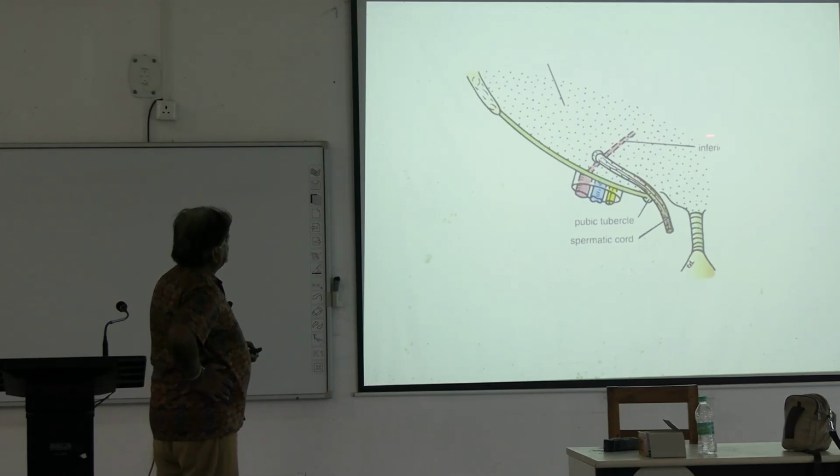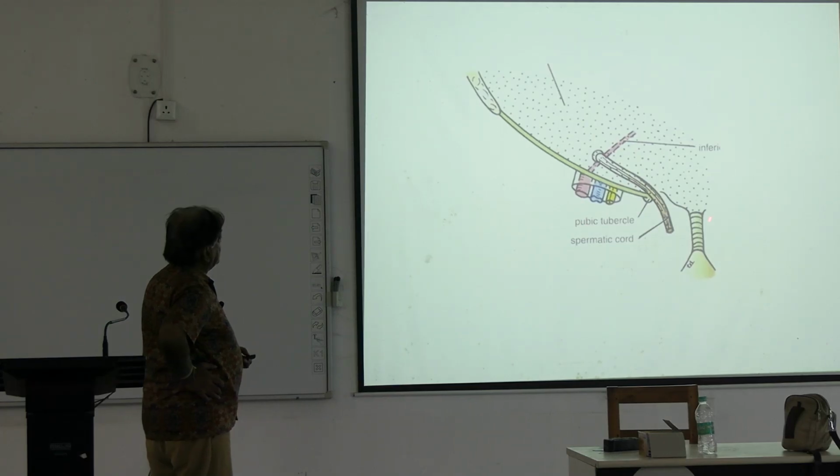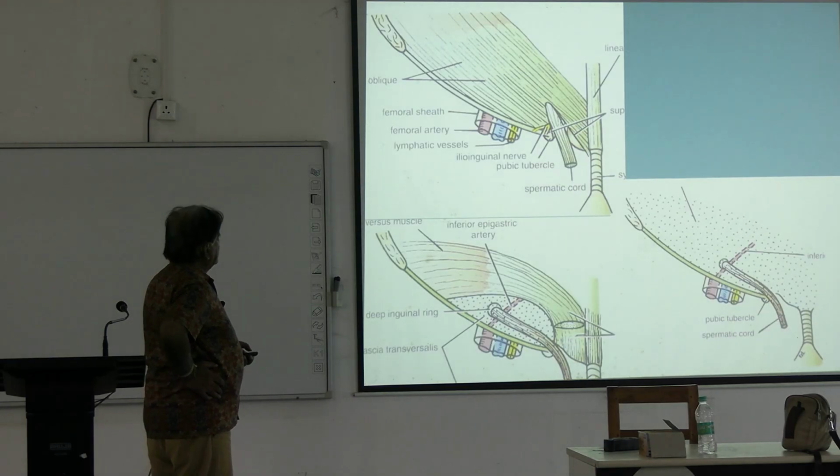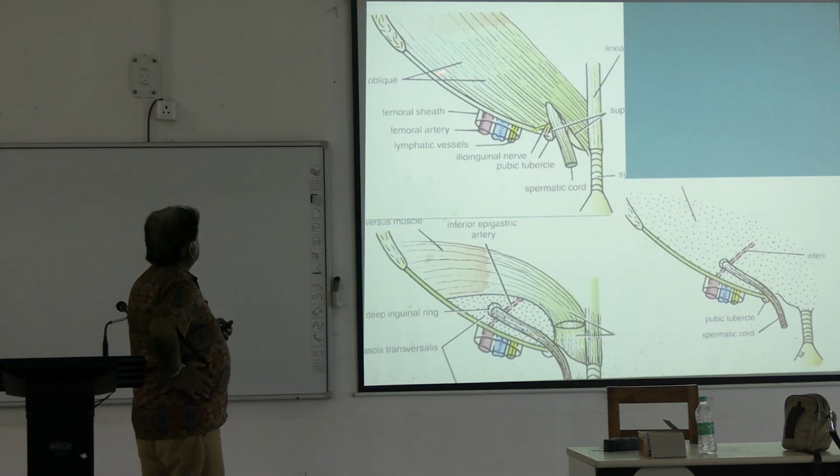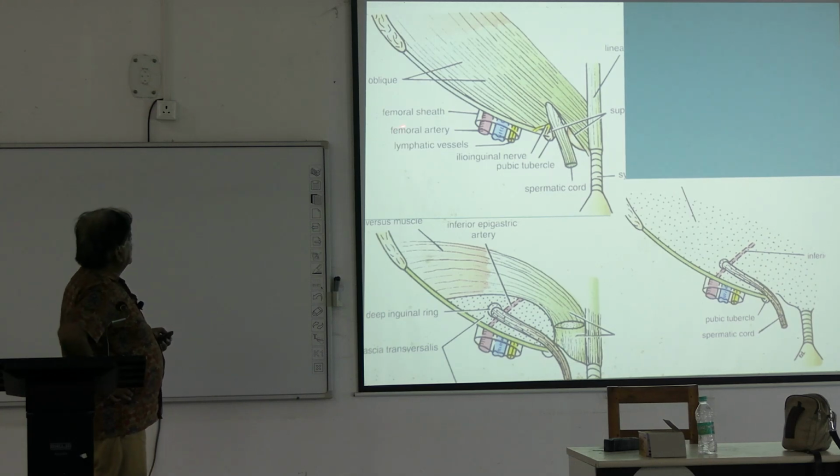The fascia transversalis. This is the pubic tubercle, the femoral sheath, the symphysis pubis, spermatic cord. Now you can see again, this is the picture, femoral sheath, femoral artery, external oblique muscle, linea alba, spermatic cord. Again, you can see the inferior epigastric artery, transversus muscle, and your fascia transversalis. This is the deep ring, this is superficial ring.